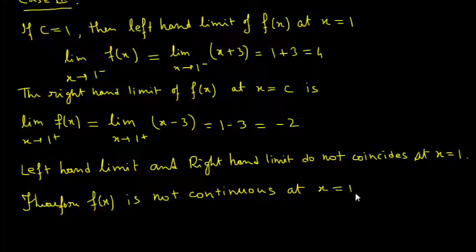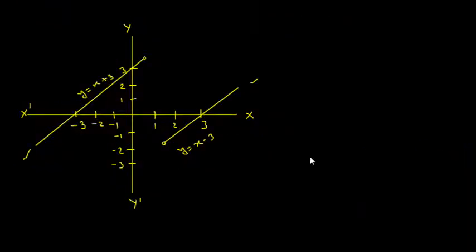So the graph is shown. x = 1 is the only point of discontinuity of f(x), which is shown in the graph. You can see in the graph that the left hand and right hand limits do not coincide at x = 1. So this is the graph. Let us move to the next sum, example number 11.